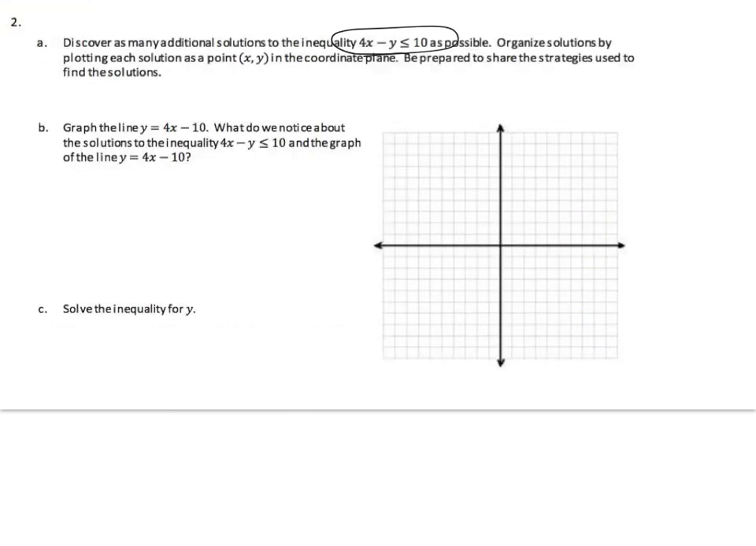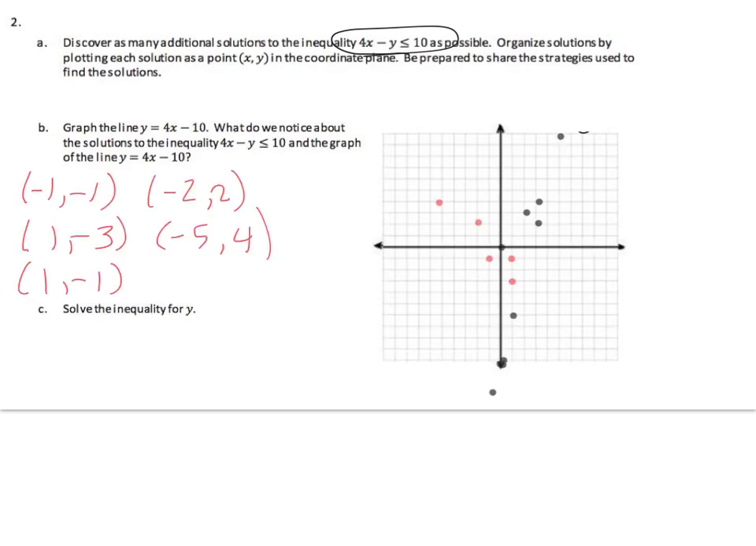So this next one says, discover as many additional solutions to the inequality 4x minus y is less than or equal to 10 as possible. Organize the solutions by plotting each solution as a point in the coordinate plane. Be prepared to share the strategies you use to find these solutions. We can just plot some extra points. I plotted a few more points. I could keep going. I could plot an infinite number of points, but that's not really worth my time.